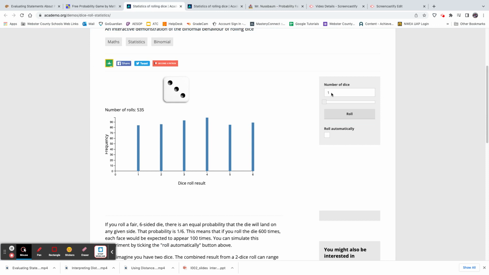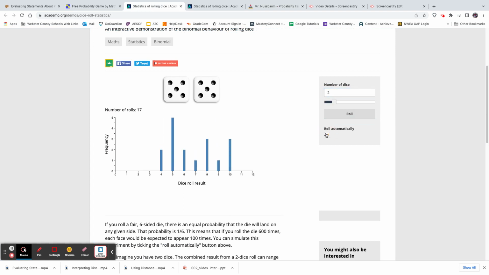Going back to this game, I can change this to be 2 dice. Looking at what the 2 dice could be, I could roll a 3 and a 3. I could roll a 4 and a 6. 4 and a 5. All of these are showing me all the different choices. Now, this goes back to sample space. If they ask you to write the sample space, they're asking you to give every possible outcome that could happen when I roll the dice.